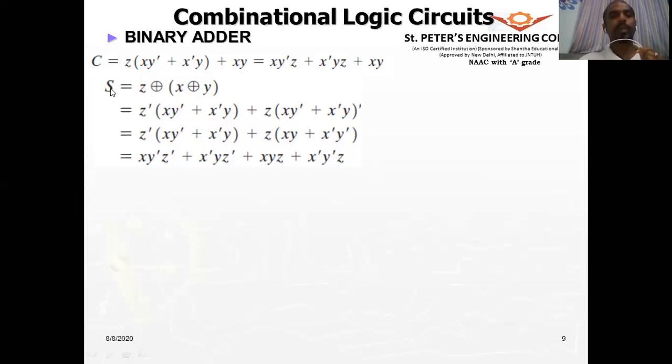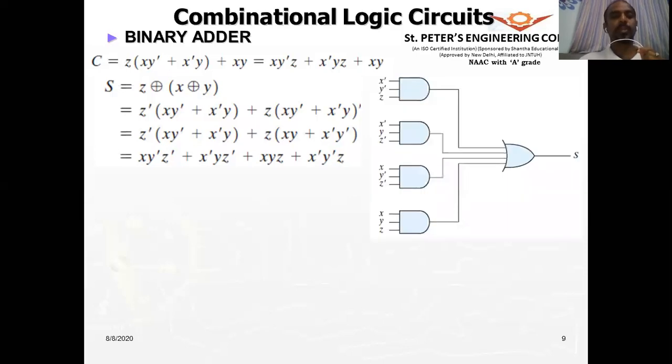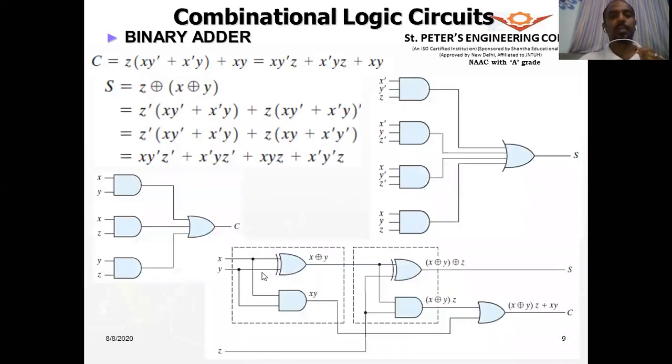So therefore, we have seen that we can implement the function using the XOR operation. That means we can use 2 half adders. You know that this is the half adder circuit. So you can use 2 half adders to obtain the full adder. Now, in this case, z will be made to work as the carry from the previous input.